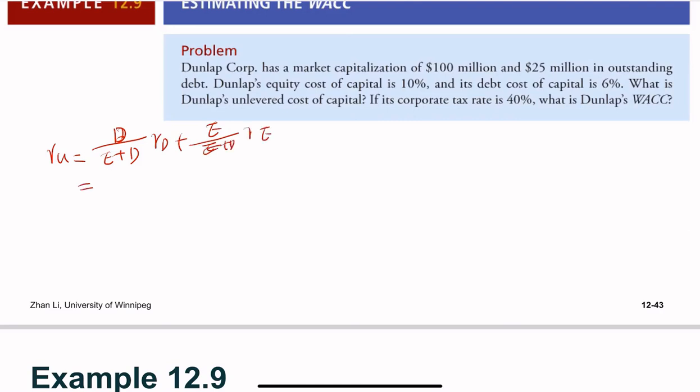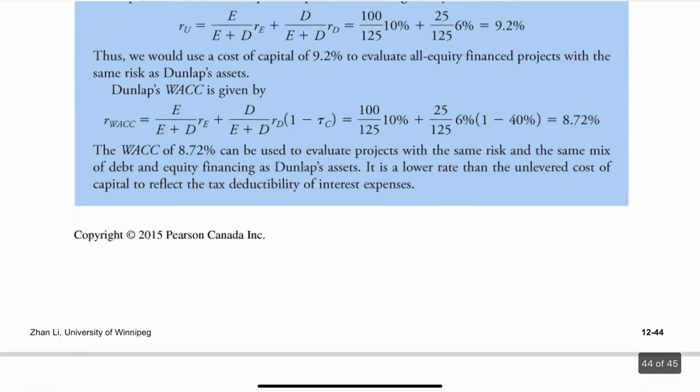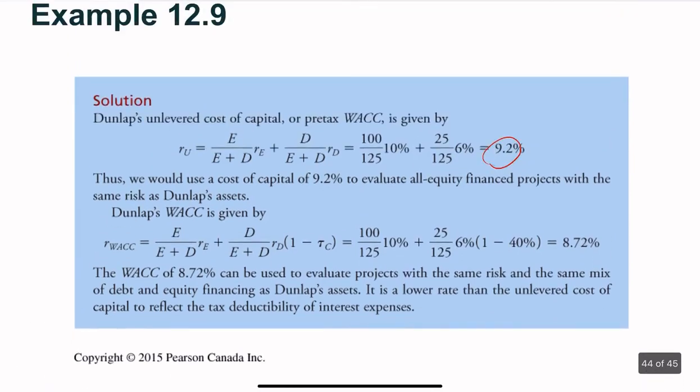And we know the firm's debt is 25, so the total is 125, and debt cost of capital is given by 6%, and this part is 100 divided by 125 times 10%. So this gives us 9.2%.